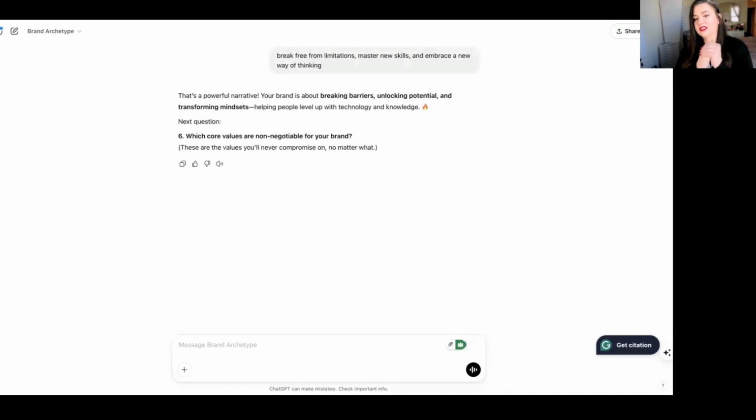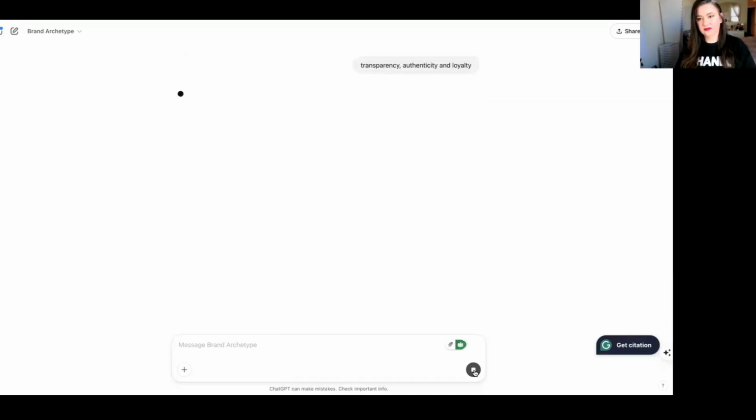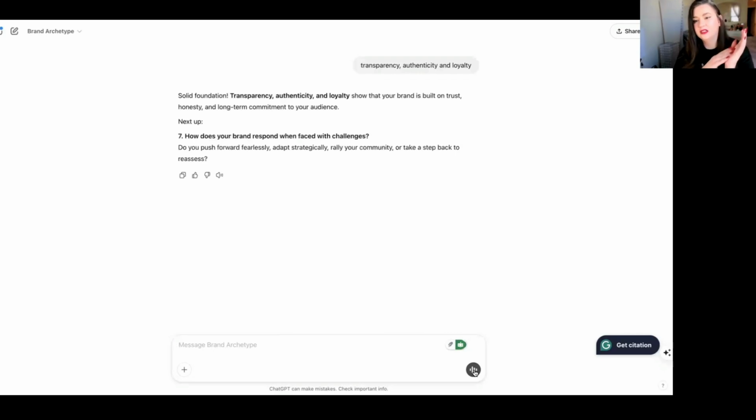Here we go. So these are our non-negotiables. Transparency and authenticity and loyalty. Love it. Let me spell that correctly. Okay, solid foundation. So how does your brand respond when faced with challenges? Do you push forward fearlessly, adapt strategically, rally your community, or take a step back to reassess? Adapt strategically.